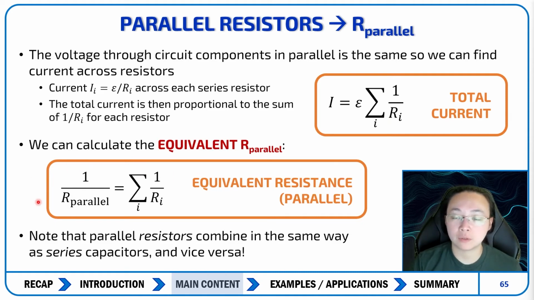This means that we can calculate the equivalent resistance if the resistors are in parallel in a reciprocal fashion. This looks very similar to equivalent capacitance in series, but this time it's equivalent resistance in parallel. Just keep in mind, we already know the equations for combining capacitors. Combining resistors is pretty much the same, but just reversed.